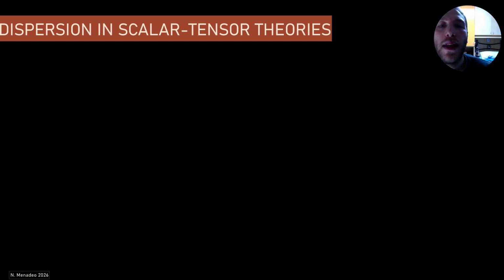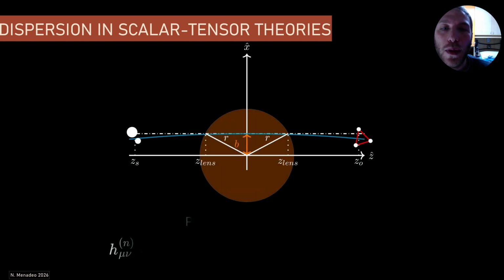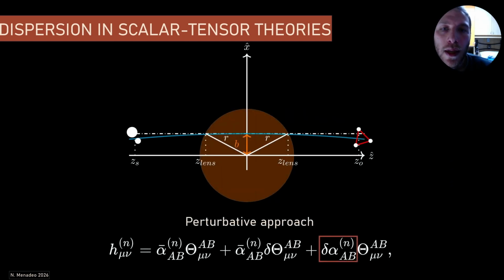The propagation setup, which is the last ingredient we need, is very simple. The wave propagates along the z-axis, crosses the lens region marked in orange with an impact parameter b. In this case, we adopted a perturbative approach by expanding the amplitude in this way, at the bottom of the slide, where the final goal for us was to compute this highlighted correction that enters in the phase shift of the waveform directly.